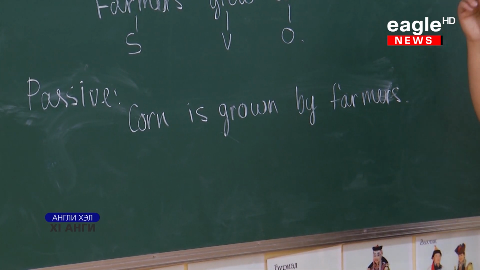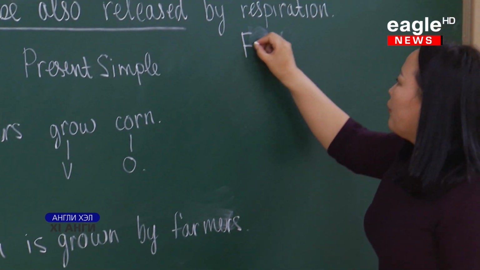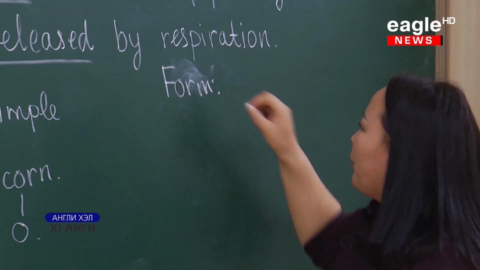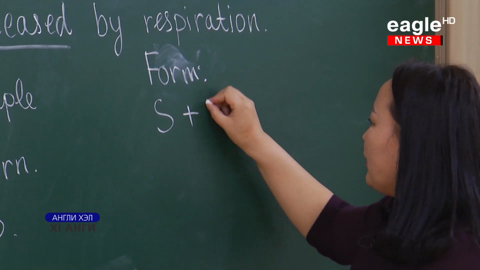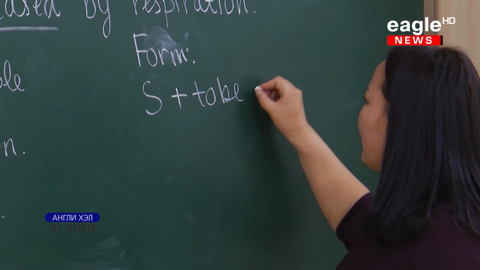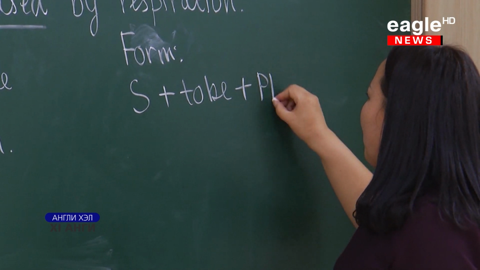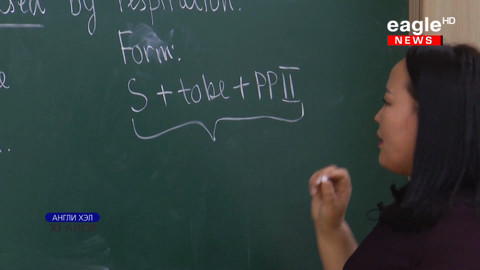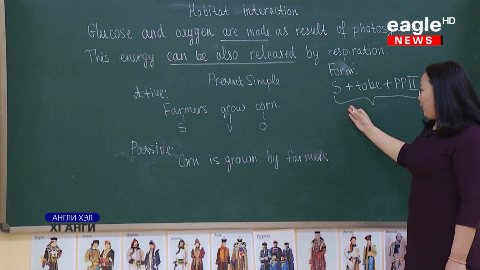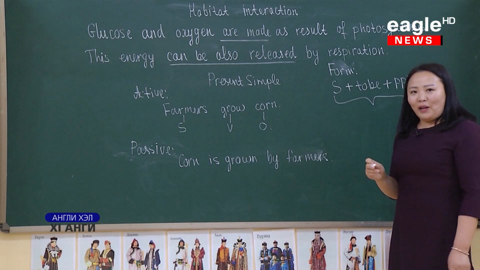Now I will write the form of passive. Form. At first, subject, to be, past participle. This is passive form. Do you understand passive form?